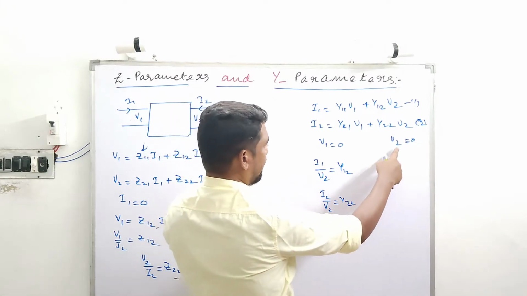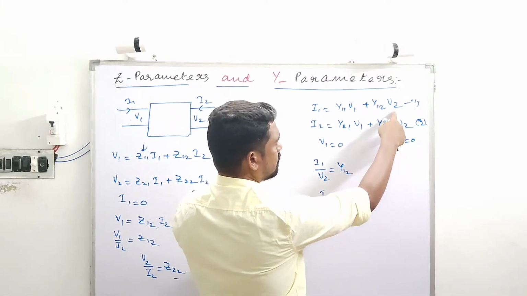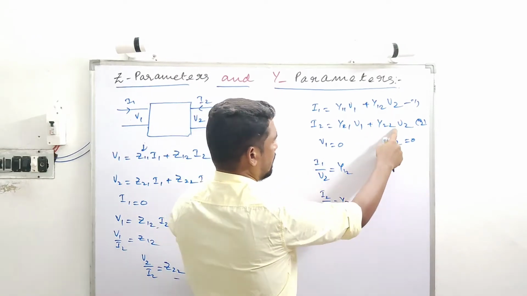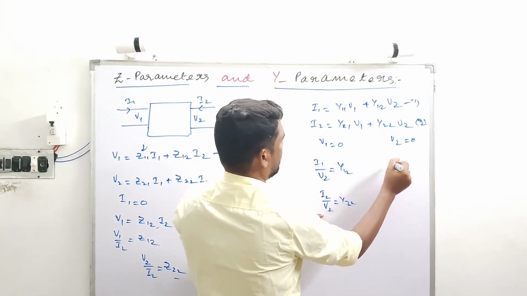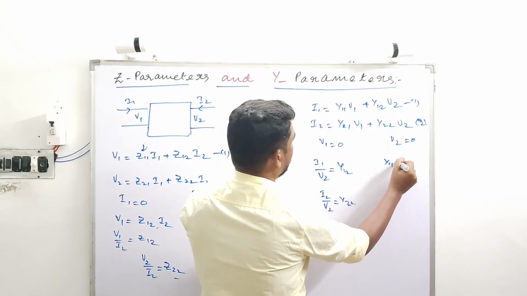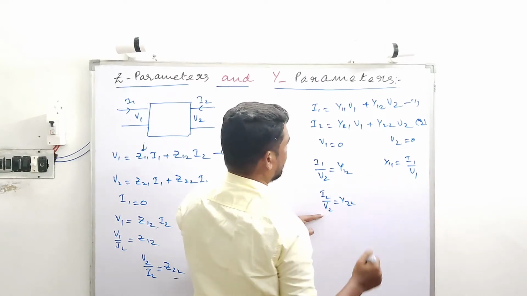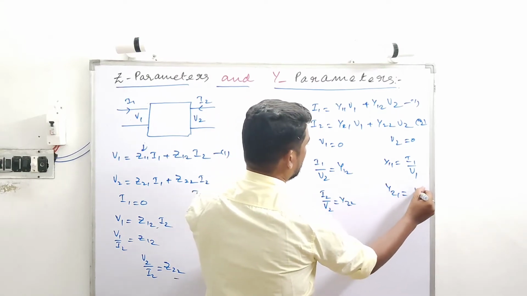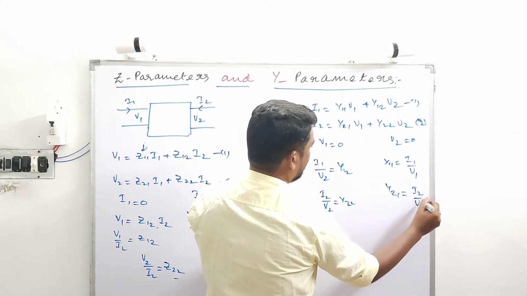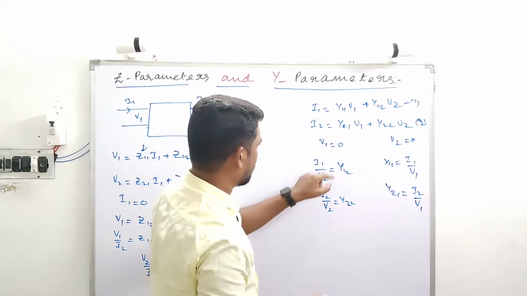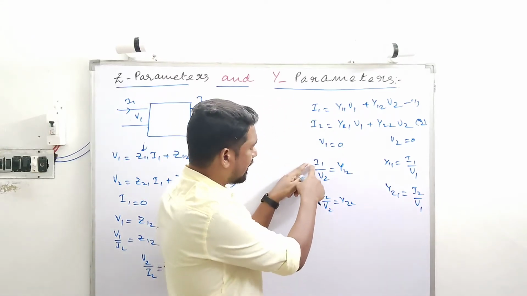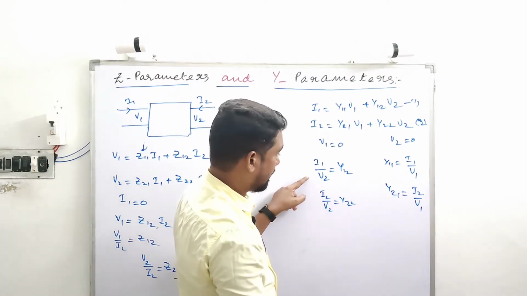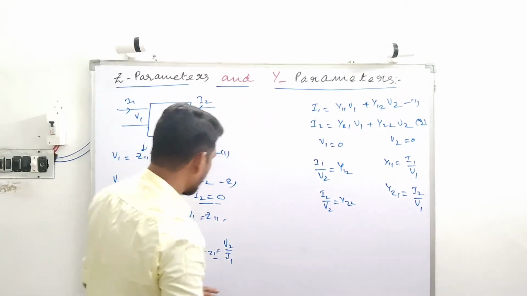On the other hand, when V2 is made 0, when the output is short circuited, we will be left with Y11 equal to I1 by V1, and at the same time Y21 equal to I2 by V1. Yes, of course. Once again, check: I by V, I by V, I by V, and I by V. So all are admittance parameters, reciprocal to the impedance.